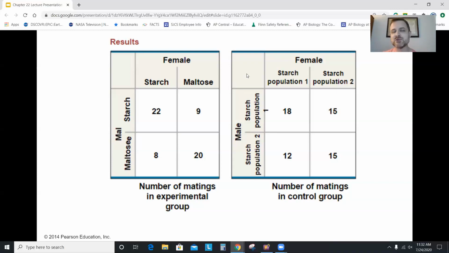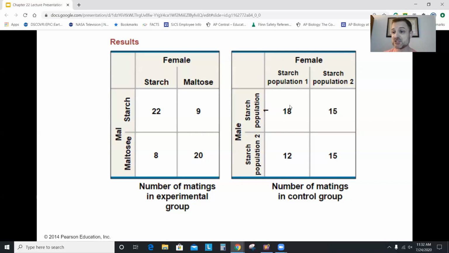Now the control. Maybe the scientists were wondering if being in different jars made a difference. So they had starch population 1. So this is a female and a male that were on starch population 1, 18 times. This female was grown in starch population 2. This male was grown in starch population 1. They mated 15 times. So look at the numbers. It doesn't really make a difference as to what jar they were in.